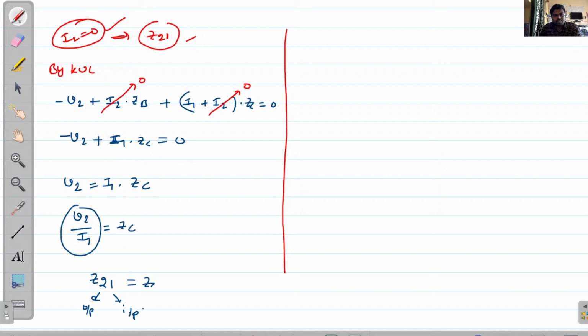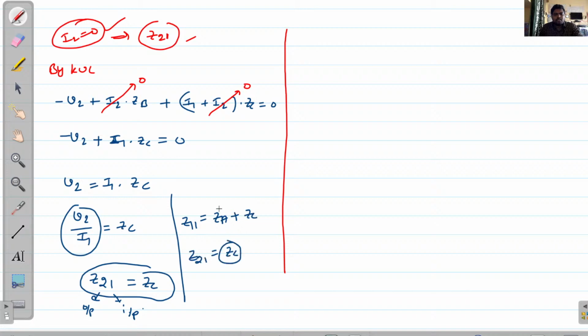So this equals ZC. So this is the Z21 value. By making I2 equal to 0, we are getting two parameters. One is Z11 equals what? ZA plus ZC, and Z21 equals what? ZC. These are the two things.